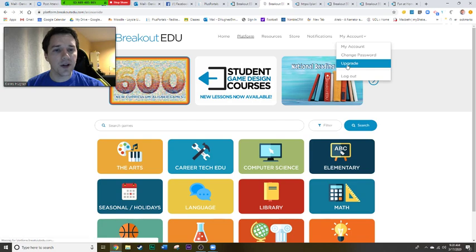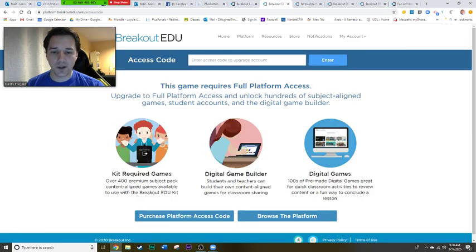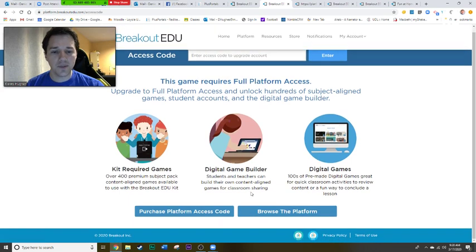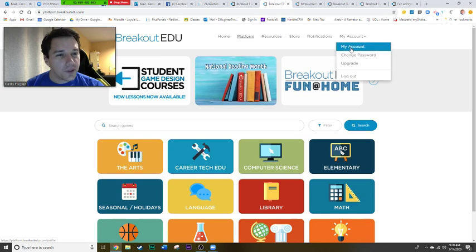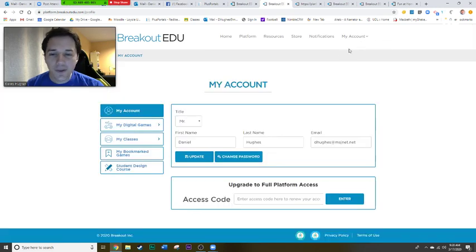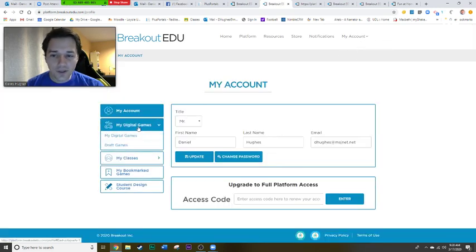So let's go to upgrade and see how much this would cost. You can purchase the whole platform, or you can purchase digital games. And this is not the best. This is confusing to me. My account, my digital games. No, update.